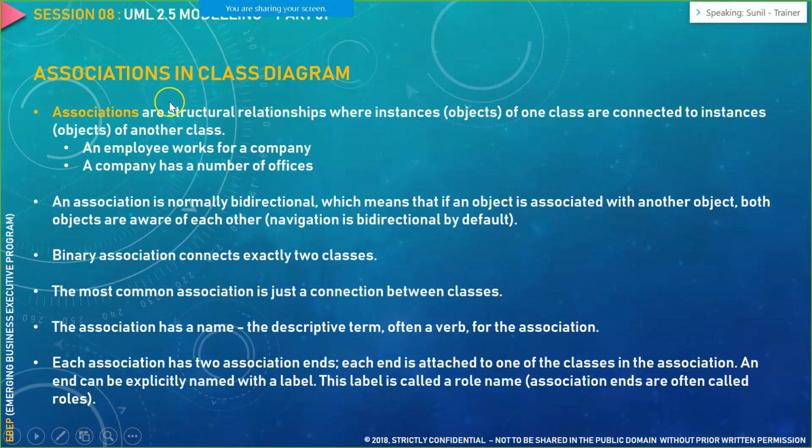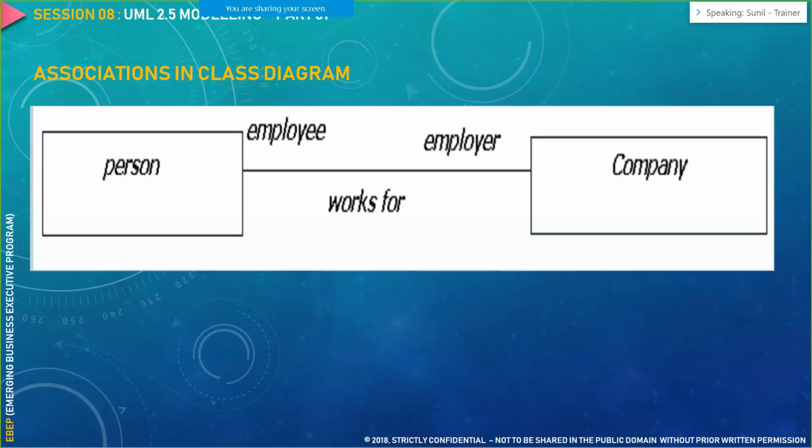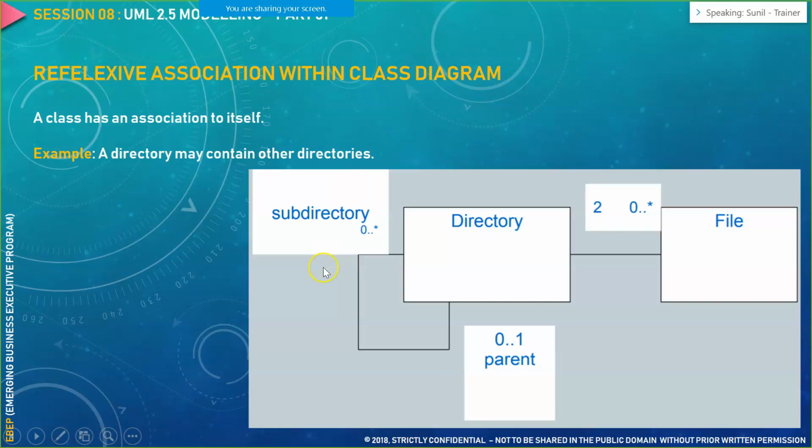So this way you can show the association, one to one or one to many. So this is an example. A person or employee works for a company. So this is a one-to-one relationship. Now this is an example of a reflexive association within a class, wherein a class has an association to itself.